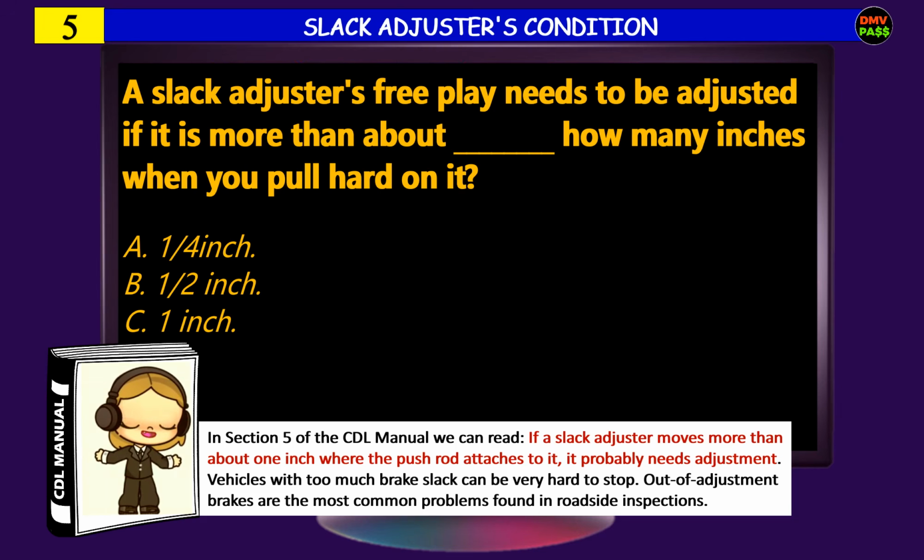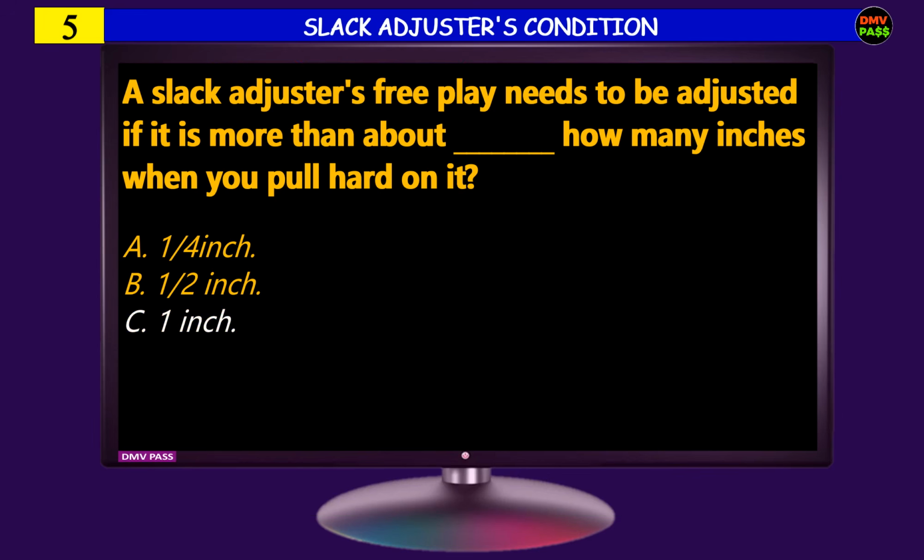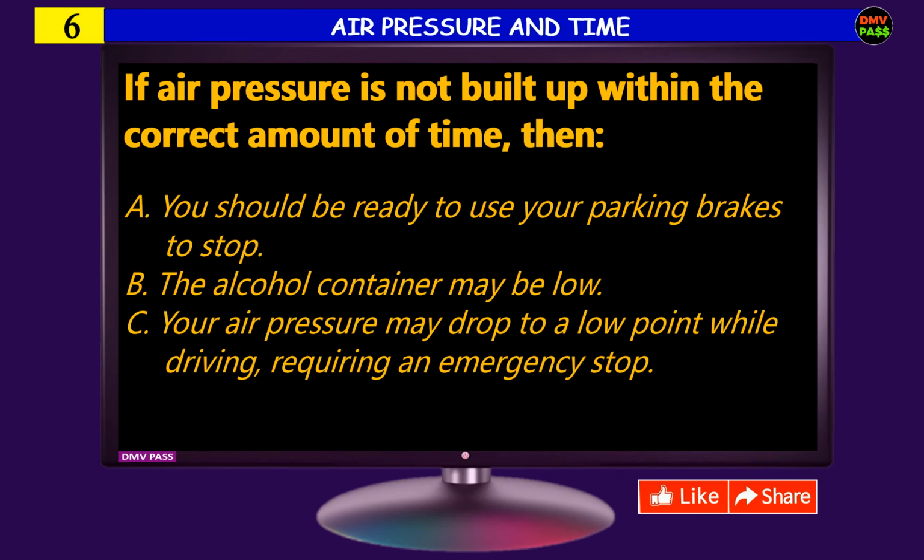Note: in Section 5 of the CDL manual we can read, if a slack adjuster moves more than about 1 inch where the push rod attaches to it, it probably needs adjustment. Vehicles with too much brake slack can be very hard to stop. Out-of-adjustment brakes are the most common problems found in roadside inspections. So, the correct answer is C. 1 inch.